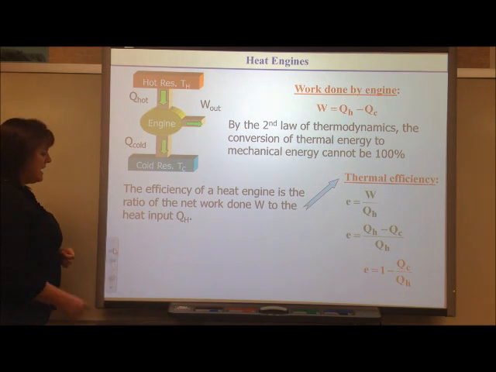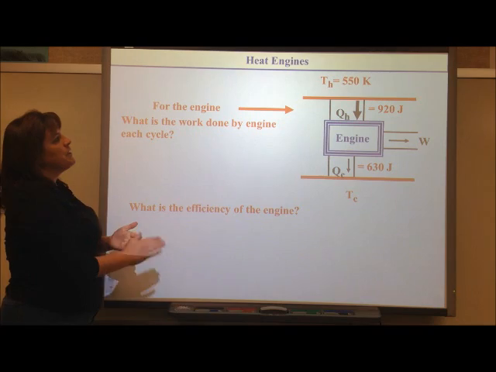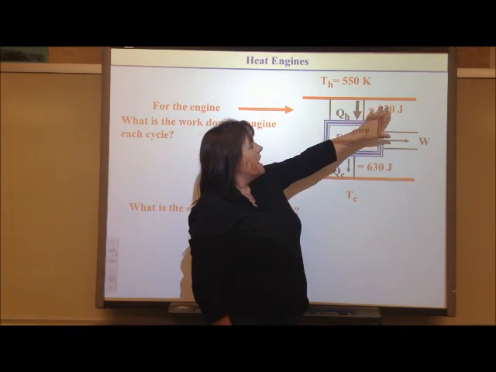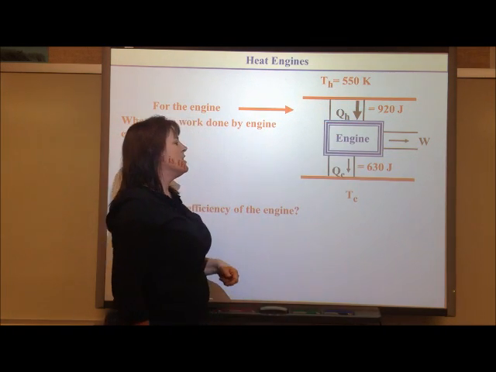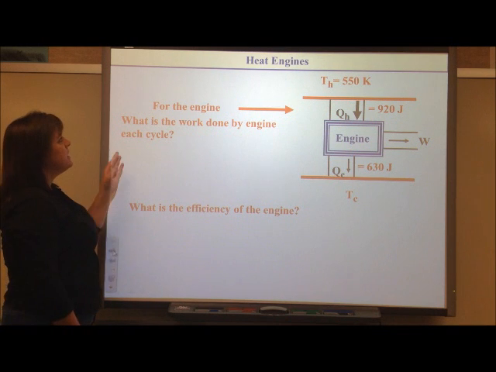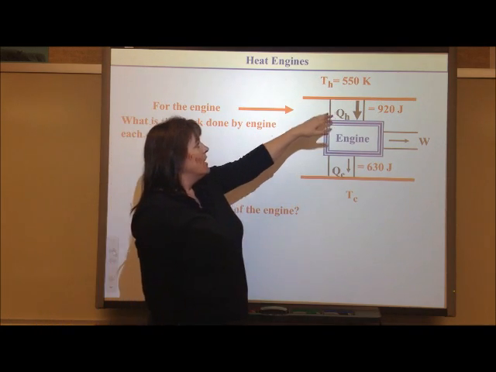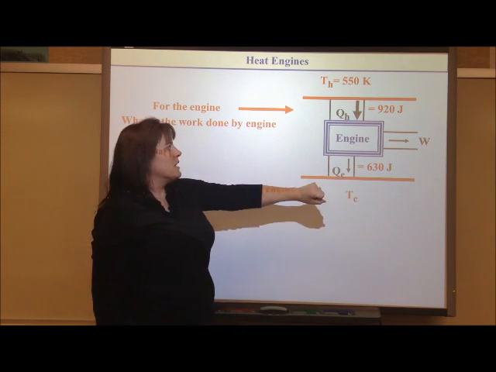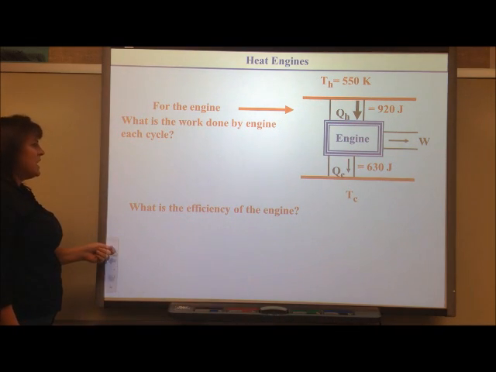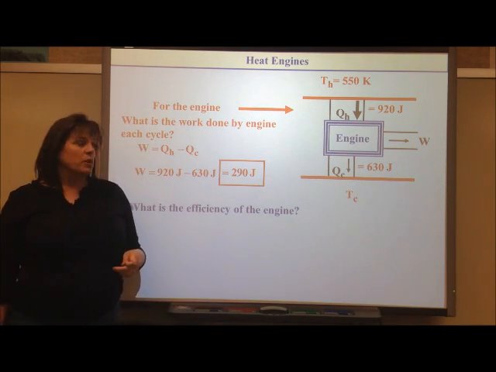So let's take a look at some heat engine calculations, very simple. Frequently you see these in multiple choice on the AP exam. Here is my heat engine. It has 920 joules of heat flowing into the engine. I have 630 joules flowing out of the engine. If I want to know the work done by the engine in each cycle, the heat engine is cyclical. So in this cycle, I have 920 going in, 630 joules of heat being exhausted, and the work is just the difference between 920 and 630. So 920 minus 630 is 290 joules.